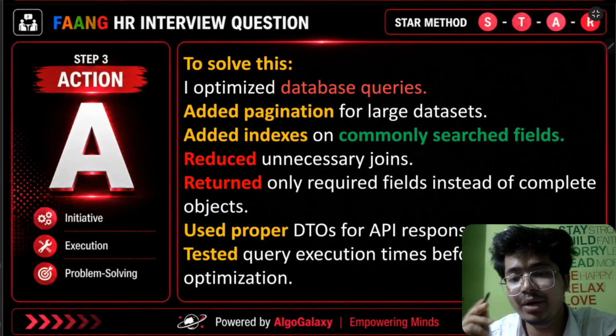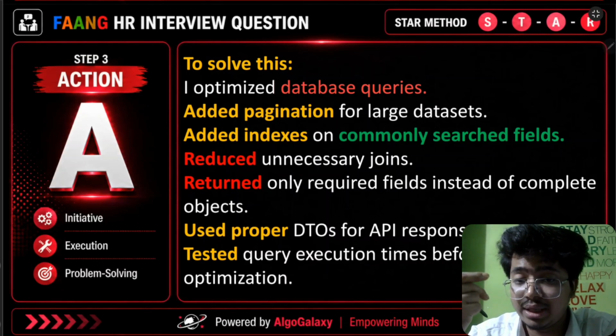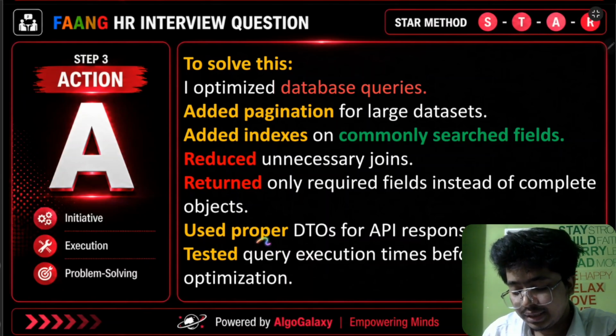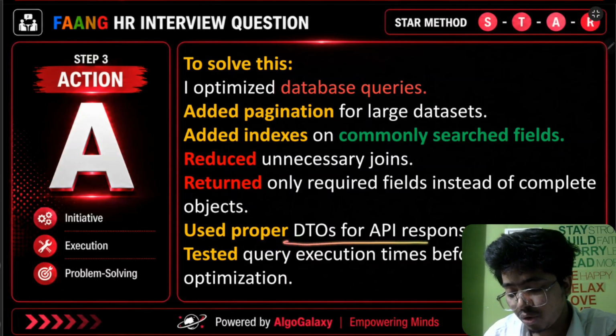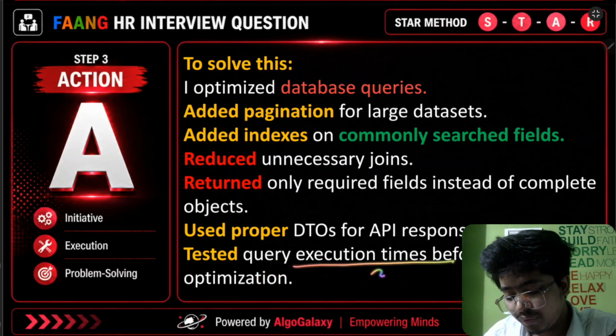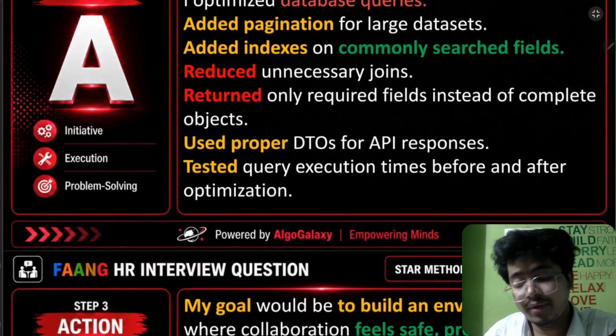The thing I made you understand is that we return only required fields. If you need the name, then we will be returning only the name, instead of the complete object. Used proper pagination details for the API response. Tested query execution times before and after optimization.